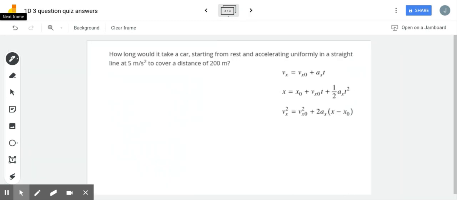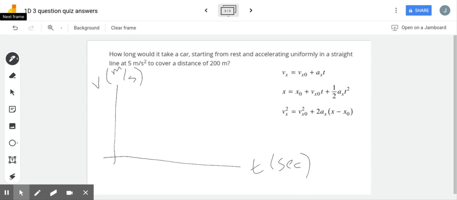Great. Okay, last one. How long would it take a car starting from rest and accelerating in a straight line at 5 meters per second squared to cover a distance of 200 meters? So again, I'm going to use a velocity time graph because I know enough about the acceleration to draw the graph and then enough about the graph itself to find position. So we start from rest, so our initial velocity is 0, and then we go 5 meters per second squared, right?